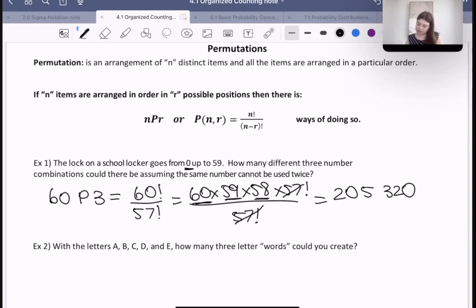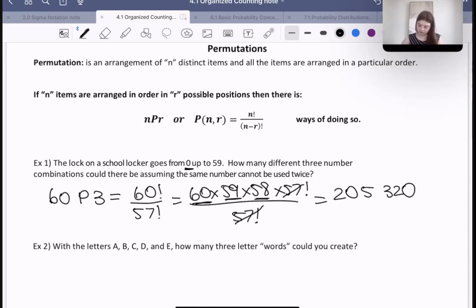But yeah, long story short, there are 205,320 ways that we could possibly have a combination at our school for the locker in this scenario when we have numbers from 0 to 59, and any number of those could be chosen as long as we just don't choose the same number twice.